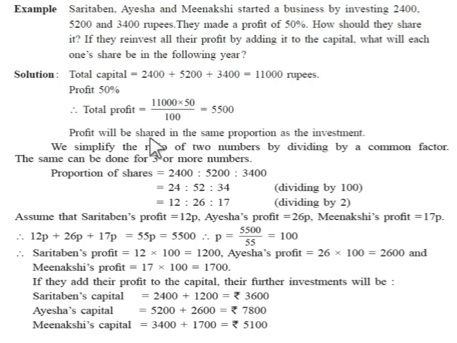Now we know that profit will be shared in the same proportion as the investment. So now we will simplify the ratio of two numbers by dividing by a common factor. The same can be done for three or more numbers. Already we have seen how we simplify the given ratio and bring it into the lowest form. Similarly, here we will do it for all three numbers that are written in the form of proportion. Now, here the proportion of share will be 2,400 is to 5,200 is to 3,400.